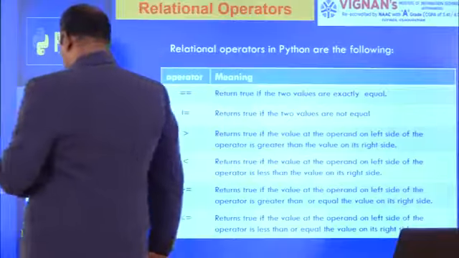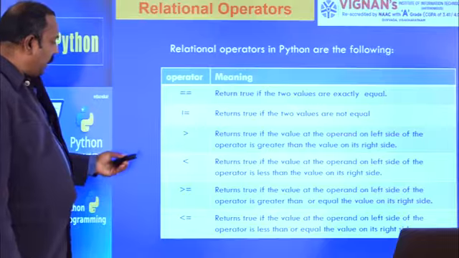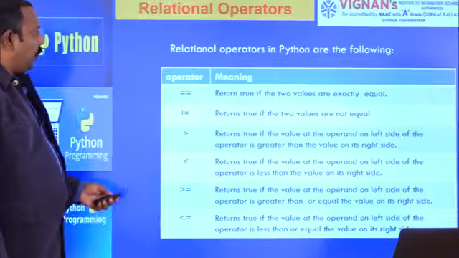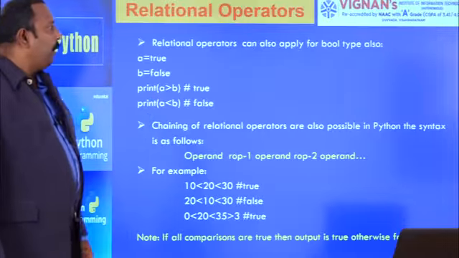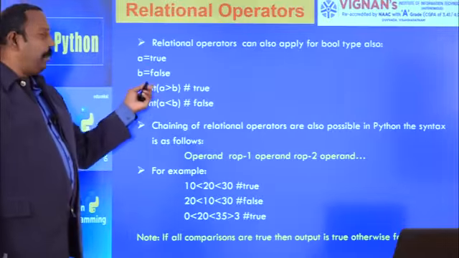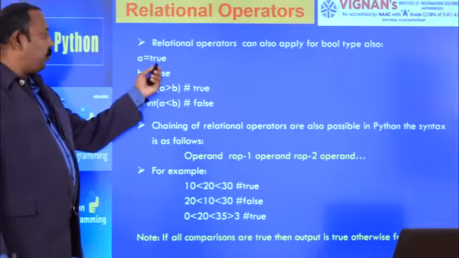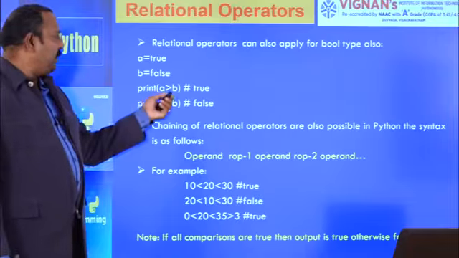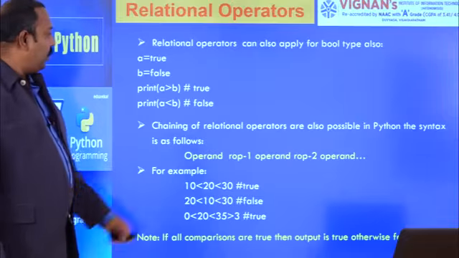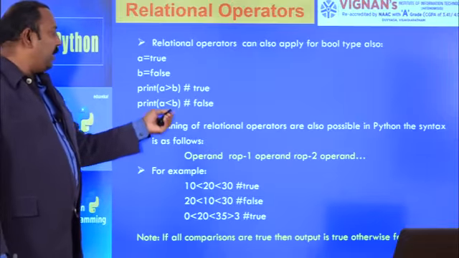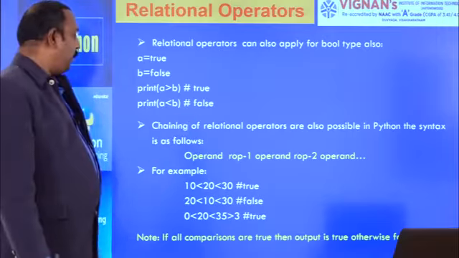These are the relational operators. Similarly, we can use greater than, less than, greater than or equal to, less than or equal to operators. Next, relational operators can also be applied to Boolean type. I already told you A equal to True, B equal to False. If A is greater than B, A is true, that means 1, and B is false, that means 0. 1 greater than 0 is true, so you will get true. Suppose A less than B, 1 less than 0 is false, so you will get false.